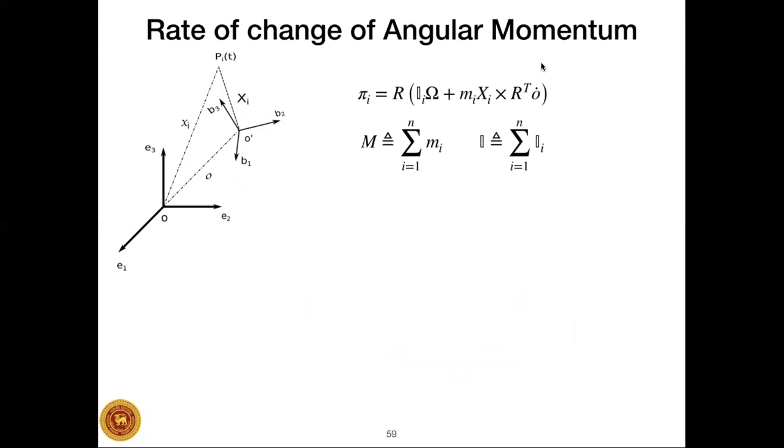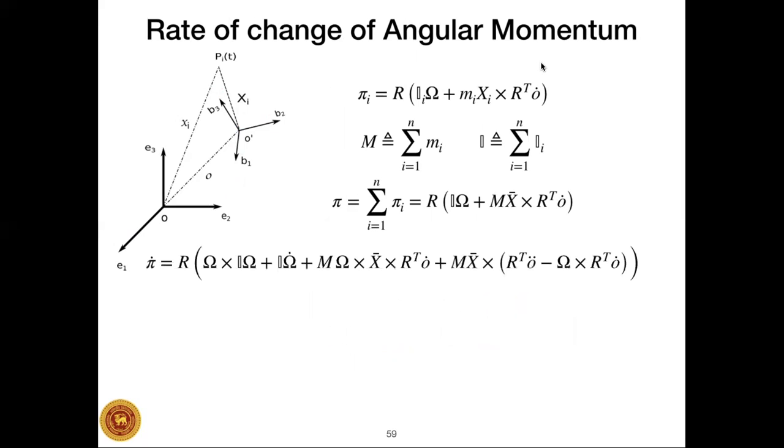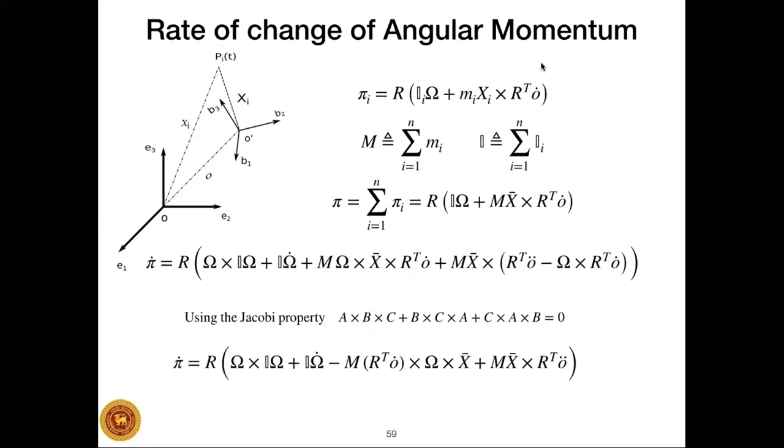So let's differentiate this. In these equations, I'm just summarizing what we have seen so far. Now, if you differentiate both these sides, you get this expression over here. Now, if you use the Jacobi property of cross products, which is this one, you can rearrange these terms, and you end up with this expression over here.